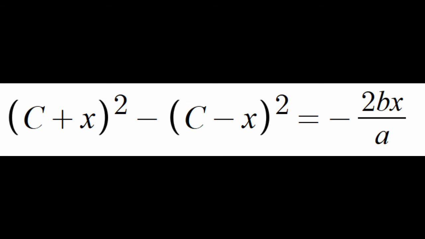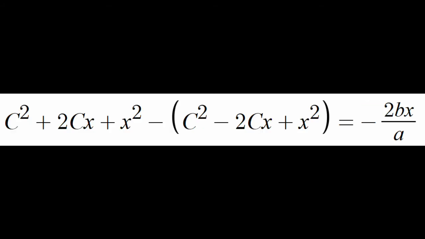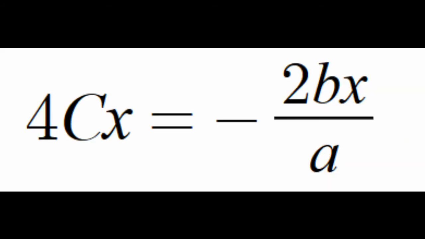Then from here, we're going to expand those two squared terms to get this long expression. And now we get some things canceling out. The c squares are going to cancel out, and the x squares are going to cancel out, because remember, minus and plus makes minus. And we get to this. And from there, it's easy to solve for c. We simply divide by 4x. And we can do that because x is also non-zero.